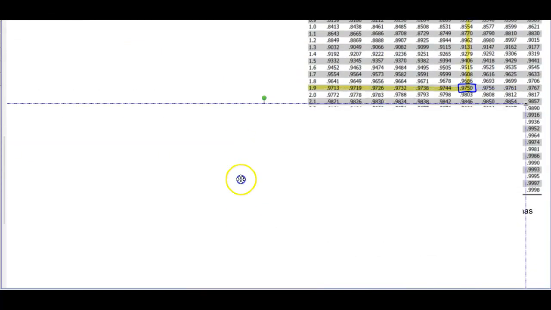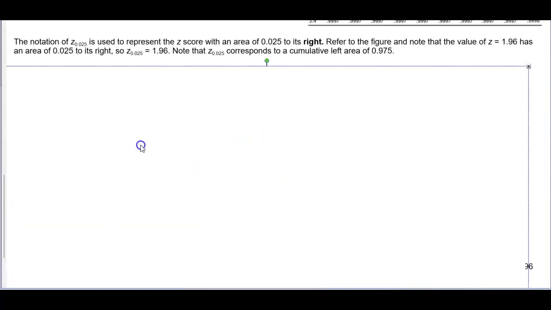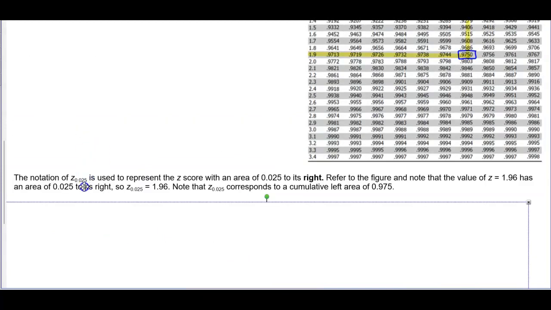So we would then say the following. The notation of z with a subscript, area to the right of 0.025, again, is used to represent the z-score with an area of 0.025 to its right. So referring to the figure, note that the value of z equal to positive 1.96 has an area of 0.025 to its right. So we would say that z with an area of 0.025 to the right is equal to 1.96. Now make note, we saw that the z of 0.025 area corresponds to a cumulative left area of 0.975.